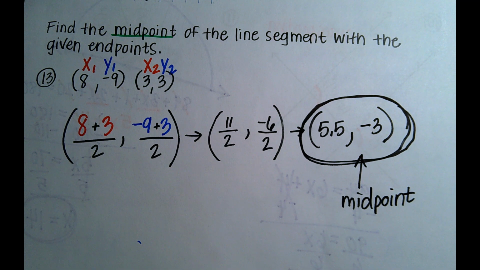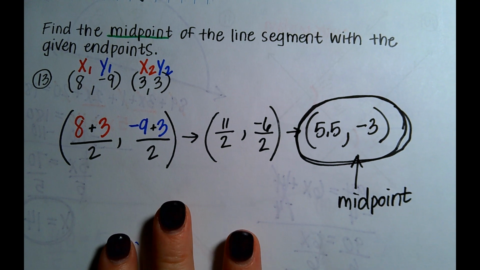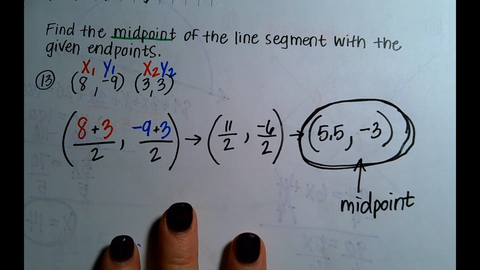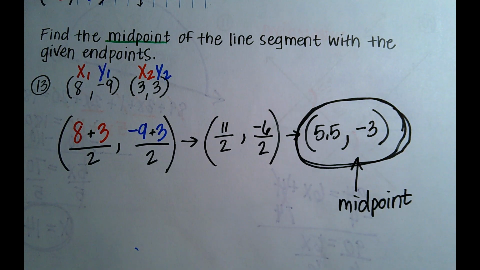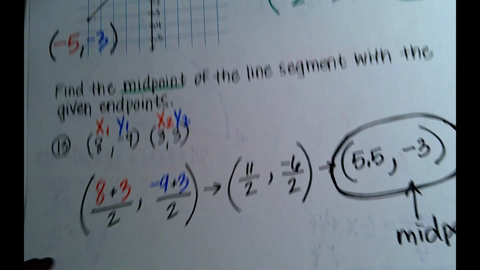Number 13. If you're still working on it, take your time. I got 5.5, negative 3. Did you get that? Good, yay. Okay. All right, is anybody still working on this page? Totally okay if you are. Okay, moving on.